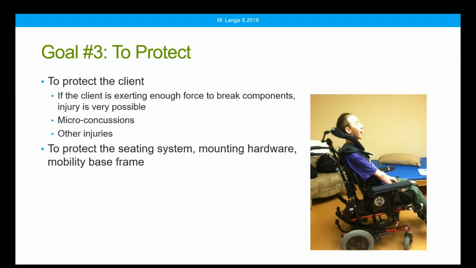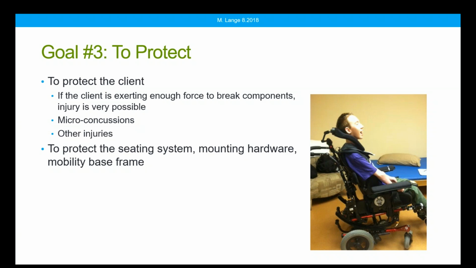So, protecting the client. If the client is exerting enough force to break things on their chair, then injury is very possible. And this is an area where, I'm sorry to say, was just not on my radar for a long time. So we were anxiously looking for dynamic options to diffuse these forces to keep our clients from breaking their equipment. Clients who were continually snapping things off the back, breaking footrest hangers, snapping a headrest, clearing off the chair. So we were looking for dynamic seating to address these issues, but not necessarily keeping in mind the injuries these clients were sustaining themselves.